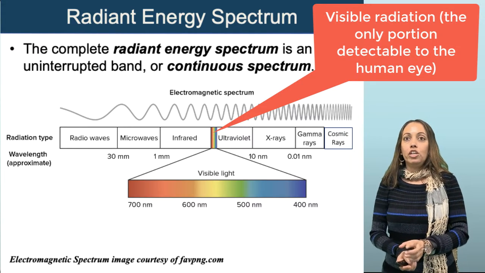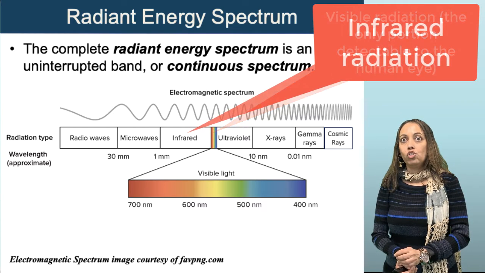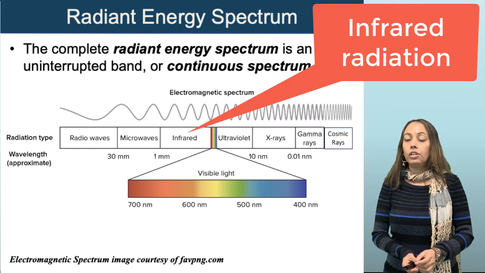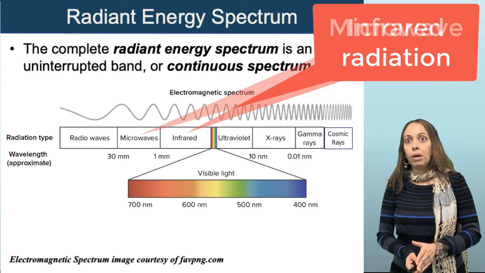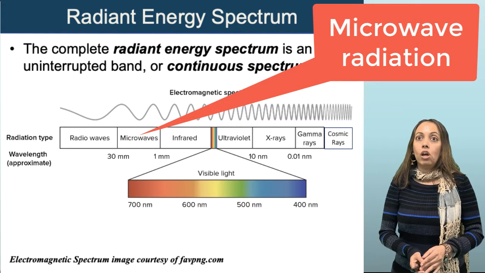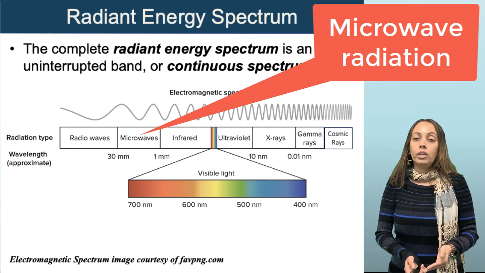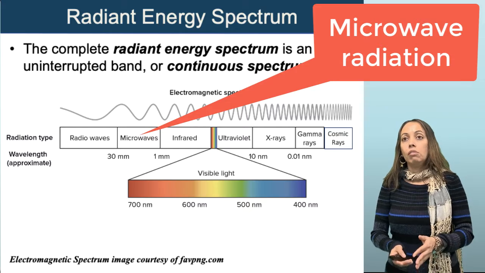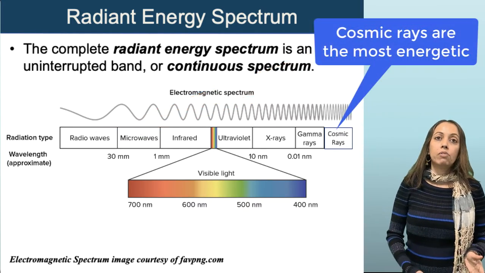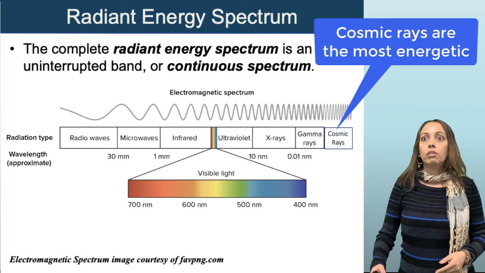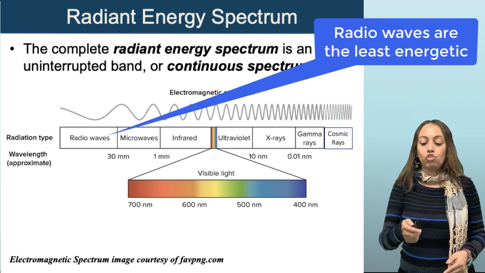Following the visible radiation is the infrared radiation. It has great practical values. It's used a lot in medicine and forensics and environmental studies. Then come the microwaves, as you know, used a lot in the kitchen and also in labs to conduct reactions. Then we have the TV and the radio waves. So in this spectrum, the cosmic rays are the most energetic, the radio waves are the least energetic.